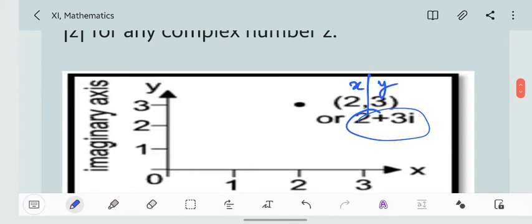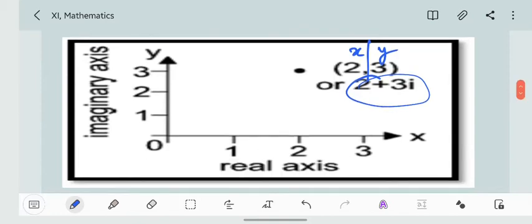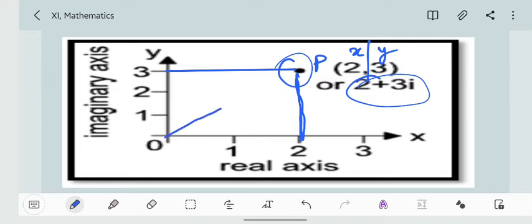So 2 plus 3i is nothing but x is 2 and y is 3, the real part and the imaginary part. The way we represent any position or point on the Cartesian plane, in the same manner we represent the complex number here. Look for number 2 on the real axis, it is here. The imaginary part is 3, so a perpendicular is drawn from here. This particular point gives you 2 plus 3i. And the distance from the origin to the point is the modulus.